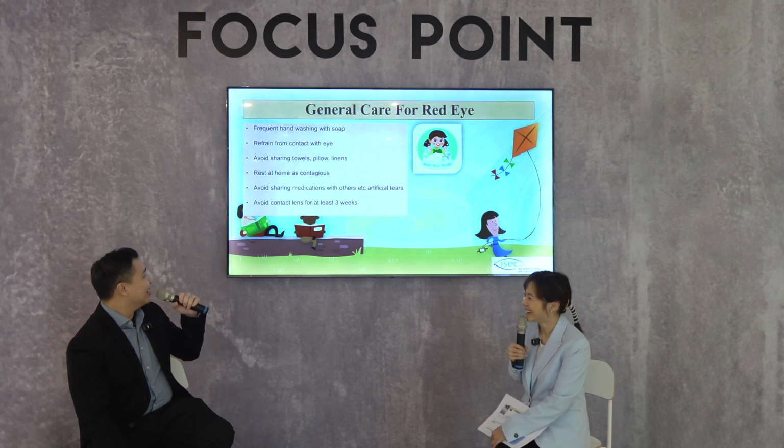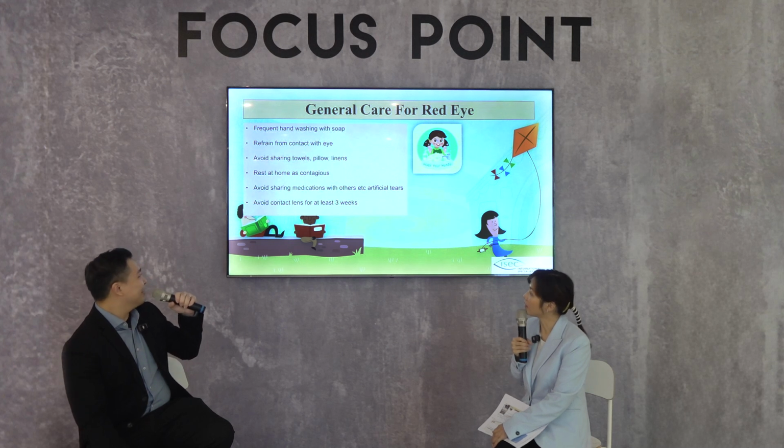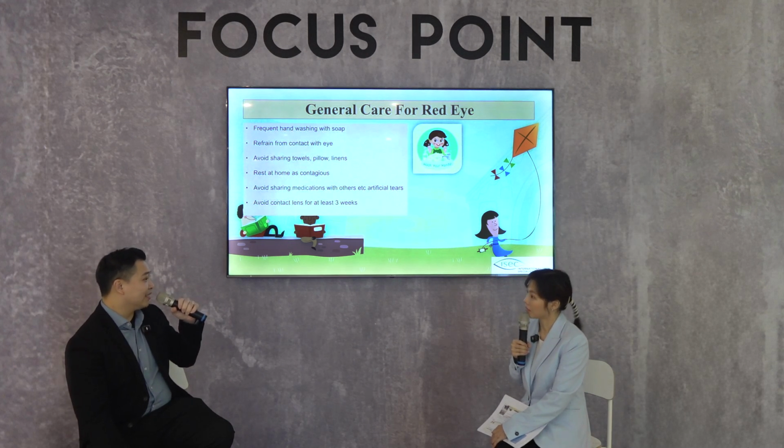And it's advisable not to share your eye drops with anyone else, especially your artificial tears. You know, like some old people with dry eyes might want to use your eye drops. You will have to stop them. Okay. And if you have red eyes, it's advisable to avoid using contact lens for at least 3 weeks. This is to prevent corneal infection.